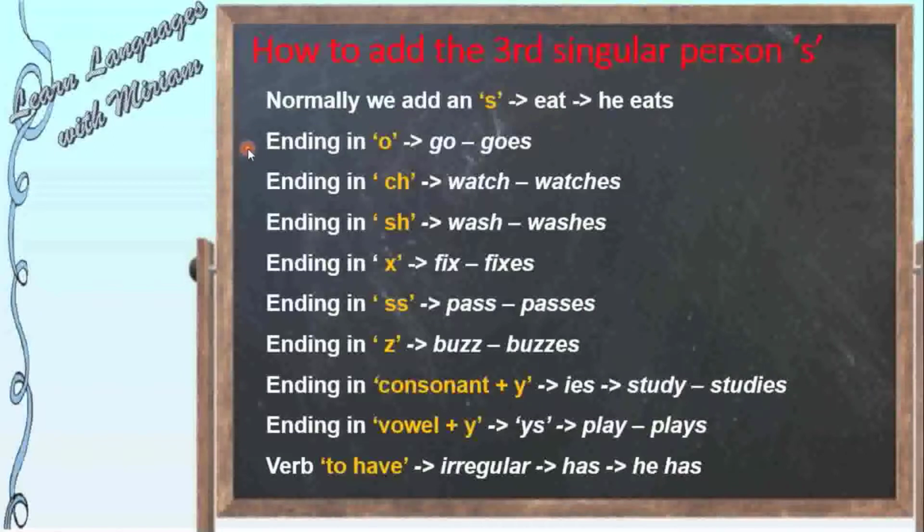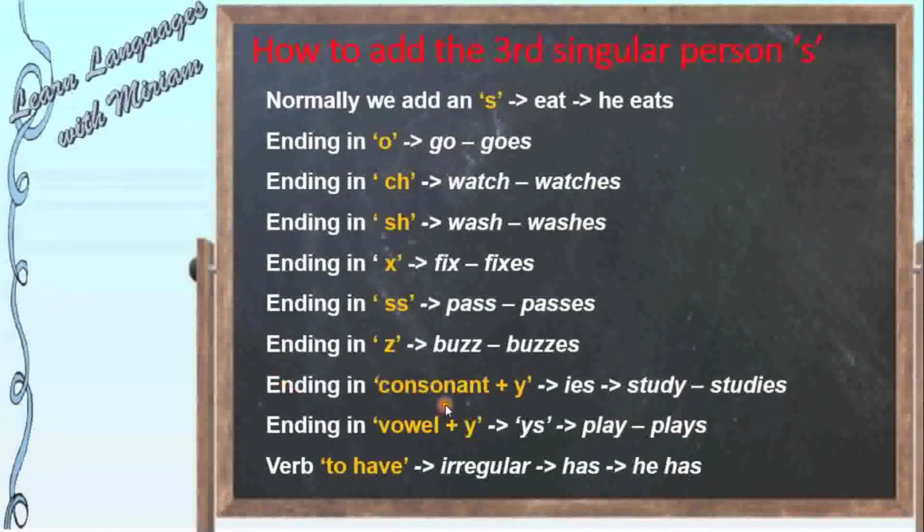If the verb ends in O, like go, we are going to add ES, goes. If it ends in CH, like watch, watches. If it ends in SH, like wash, washes. In X, fix, fixes. If it ends in double S, like pass, he passes. If it ends in Z, like buzz, buzzes.